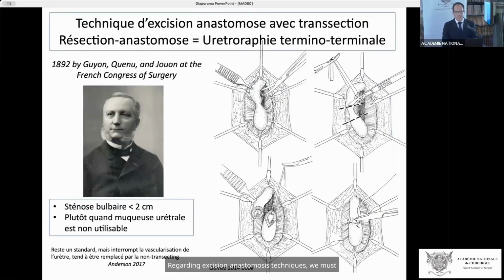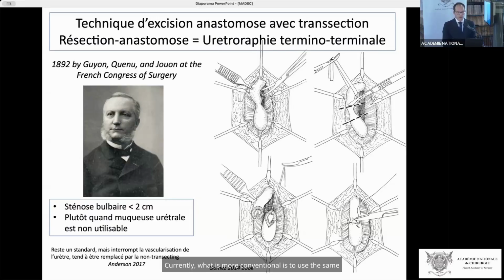Regarding excision anastomosis techniques, we must mention Felix Guyon at an academy session with the AFU, because indeed he and 2 other surgeons presented this technique at the French Congress of Surgery in 1892, even before the Urological Society was founded. He presented the end-to-end urethroplasty technique for stenosis in the bulbar urethra. Currently, this technique remains a standard treatment, even though we now try to avoid transecting the corpus spongiosum. It is very effective for stenosis in the bulbar urethra, whether the urethral mucosa is usable or not. We limit its use for penile stenosis because it can obviously cause penile curvature postoperatively.